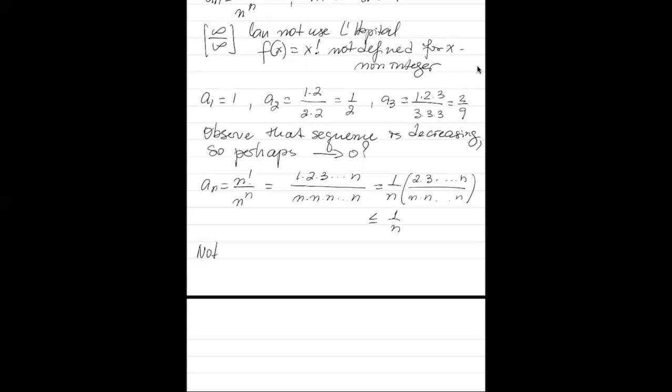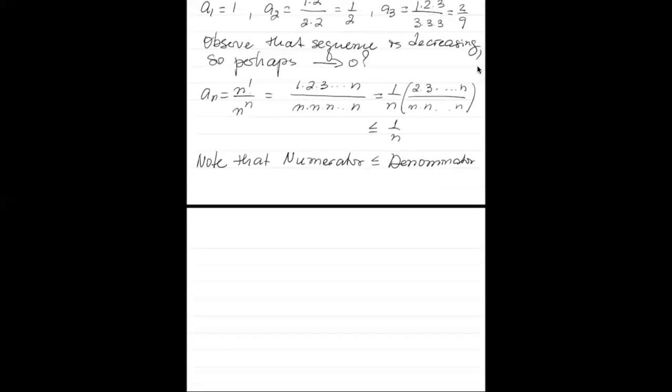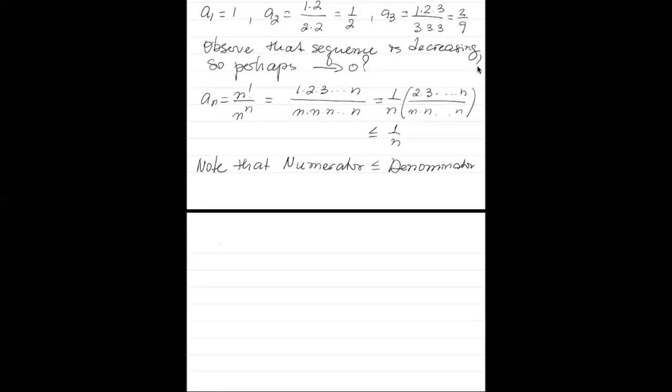So note that the numerator is less or equal than the denominator. Just pay attention: 2 is less than n, 3 is less than n, and so on. The numerator is less or equal than the denominator. Okay, so we have this inequality. Now, we know about the sequence 1 over n. So we have our sequence, a sub n, that is less or equal than 1 over n, but it's also positive. In fact, this is strictly less.